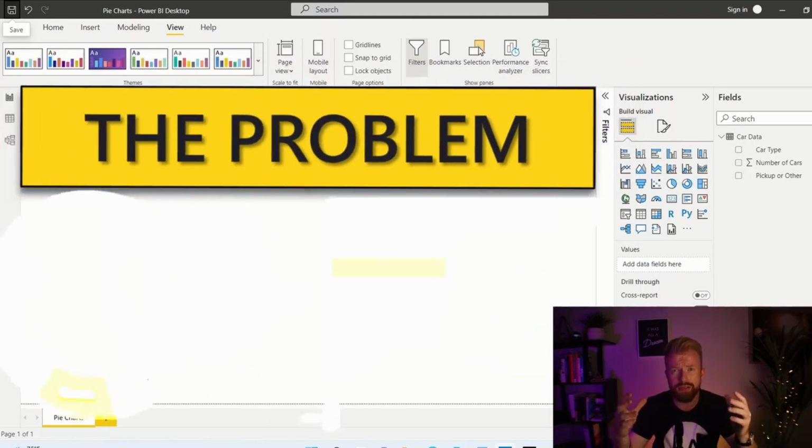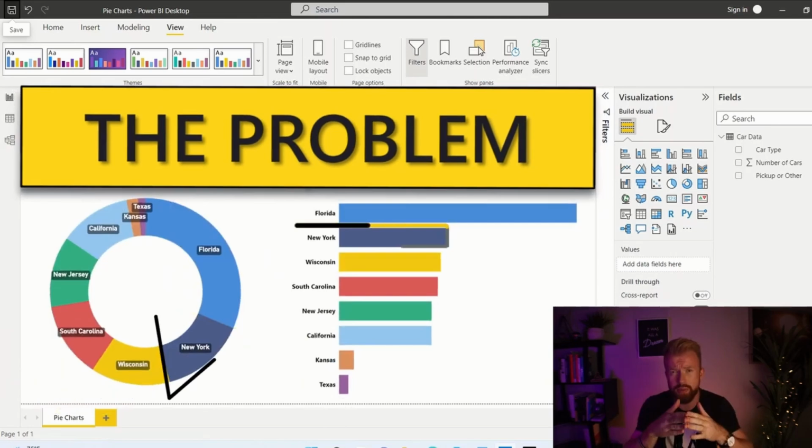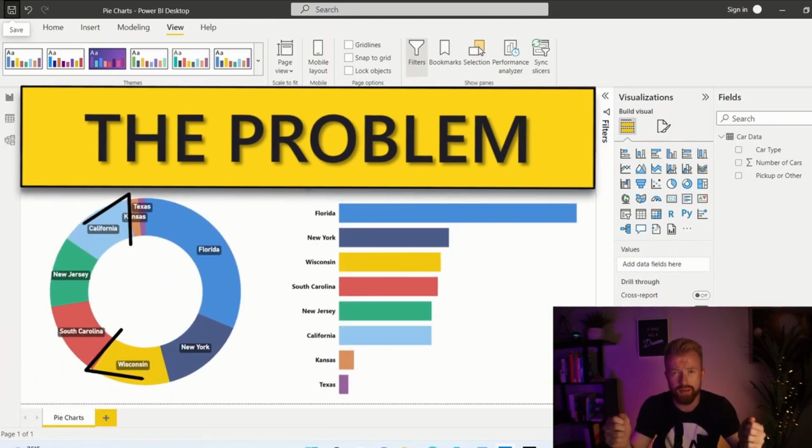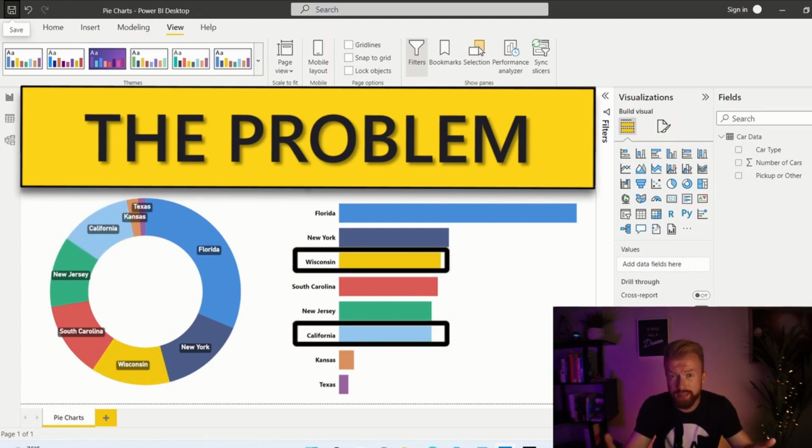The problem is our brains aren't wired to see angles the same way we see length. For instance, which one of these is the largest? See, it's kind of hard to tell. Now look at the bar chart. It's very easy to answer that question.